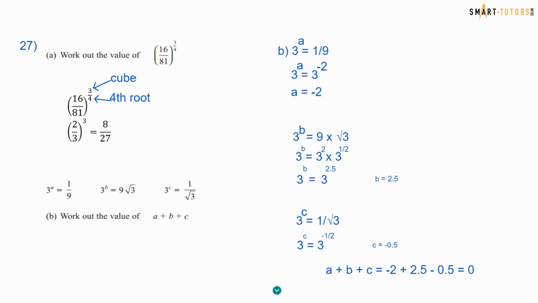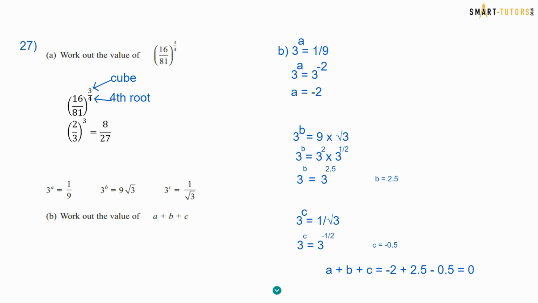The working of this question: the 4 underneath is called the fourth root, and the 3 on the top is called cube. So you need to take the fourth root of both numbers. Fourth root of 16 is 2. Fourth root of 81 is 3. So 2 over 3, cubed. 2 to the power 3 is 8, 3 to the power 3 is 27. So 8 over 27 is the answer.